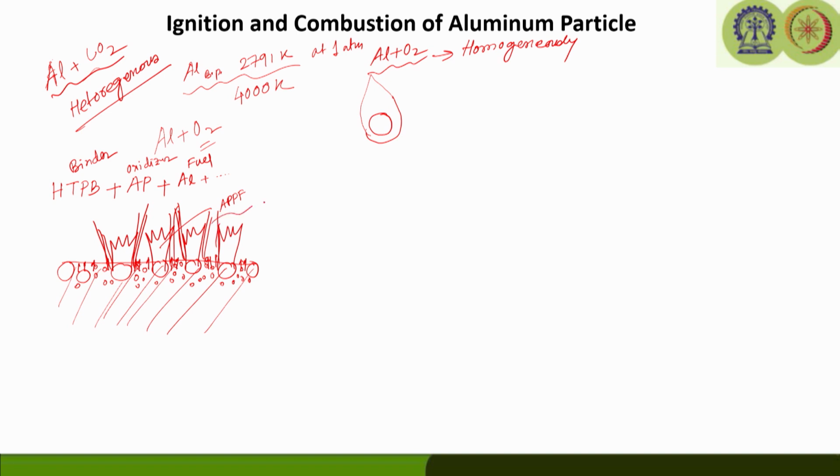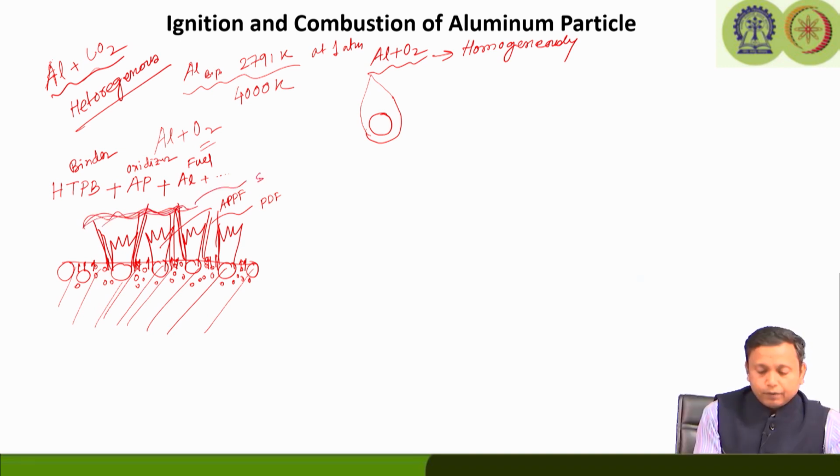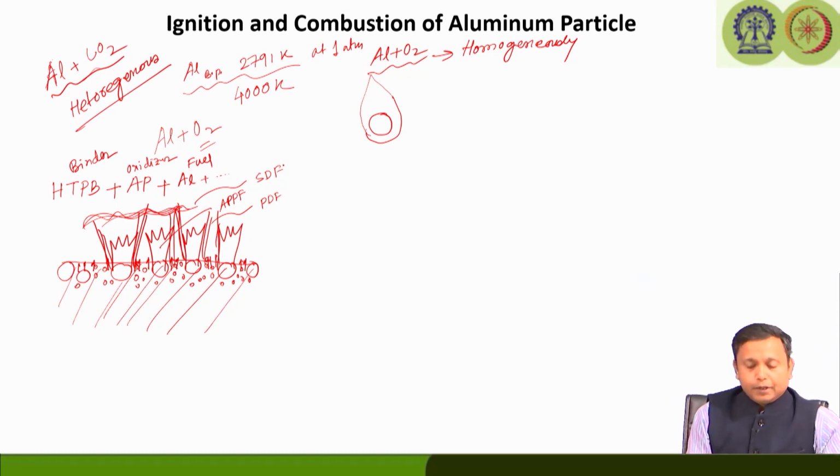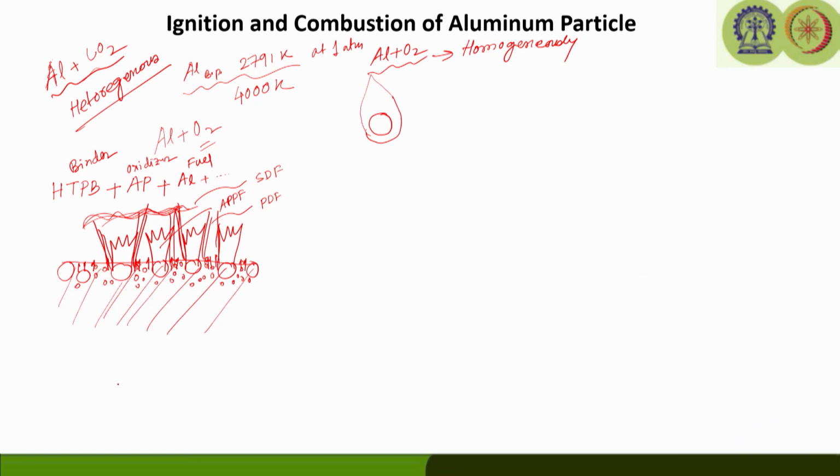So, this is like PDF, and then we have the final diffusion flame or SDF. This was the triple flame structures we understood in the discussion during the burning of composite propellant. Now, the aluminum particles are actually coming out. If you look at it separately, the flame zone is somewhere over here. So, aluminum particles are coming out and they are burning in the flame zone. The temperature is high enough.